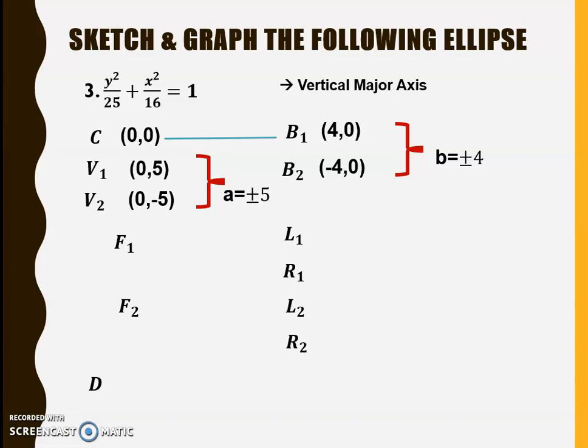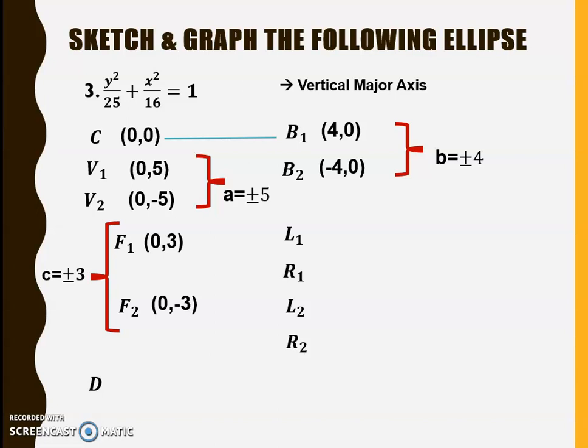How about the focus? If you already have the value of a and the value of b, you need to get the value of c. So you have c squared, or the difference of 25 minus 16, that will be 9, and the square root of 9 will be plus or minus 3. Then the movement of the focus will be left and right for the vertical major axis. Therefore, from the center, this will be 0, 3 and also 0, negative 3.